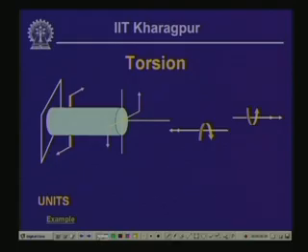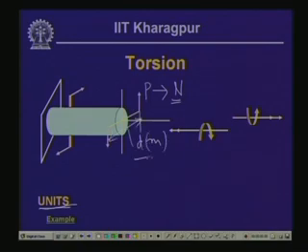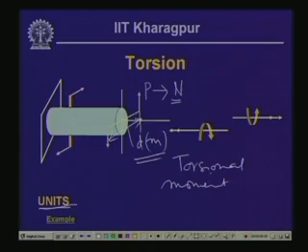Now, coming to the units of the moments. Here the unit of the force is Newton, and the distance is written in terms of meter. So, the unit of the twisting moment, the torsional moment, is Newton meter.